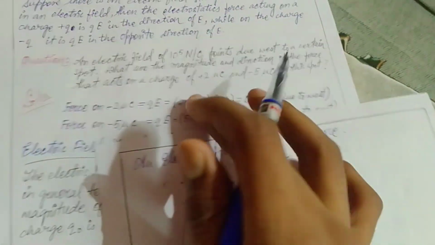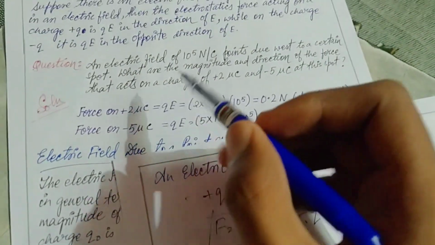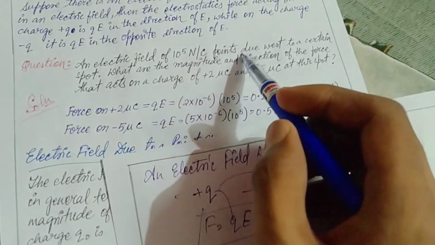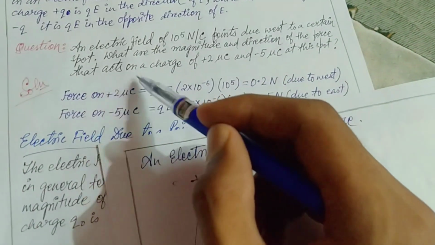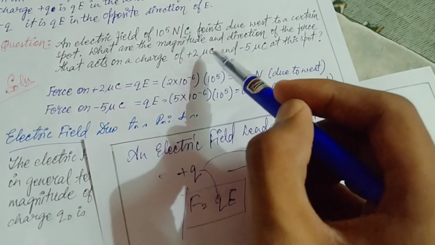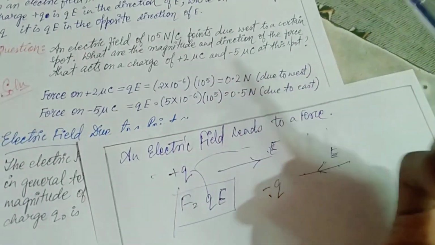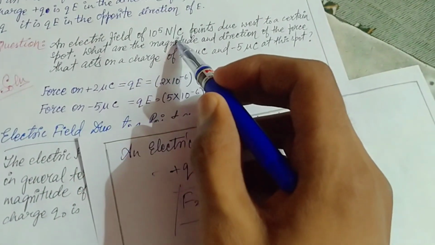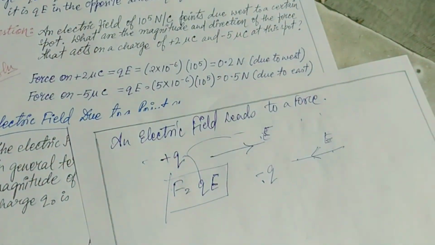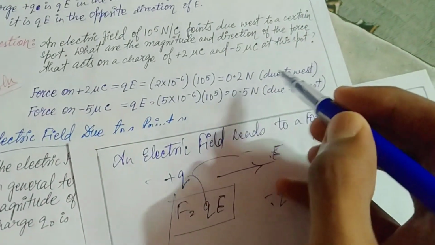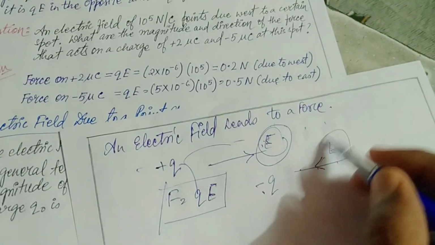Here we have a numerical. An electric field points west at a certain spot. What are the magnitude and direction of the force that acts on charges of plus and minus? We'll easily take out the force since the electric field and the charge are given. When the charge is positive, the force is along the direction of E, and when it's negative, it is opposite to the direction of E.